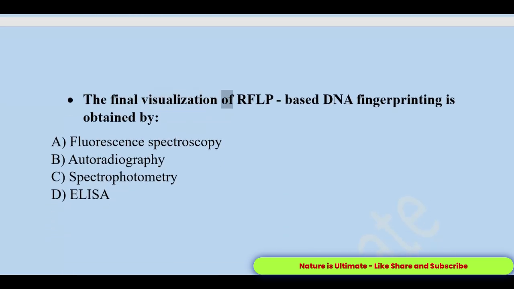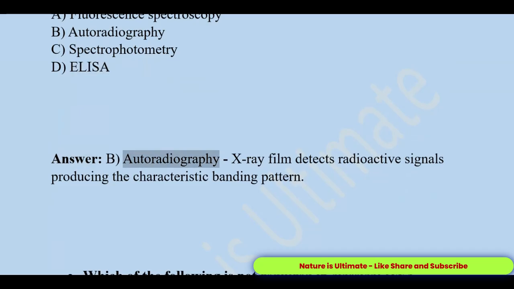The final visualization of RFLP-based DNA fingerprinting is obtained by A. Fluorescence spectroscopy, B. Autoradiography, C. Spectrophotometry, D. ELISA. Answer: B. Autoradiography. X-ray film detects radioactive signals, producing the characteristic banding pattern.